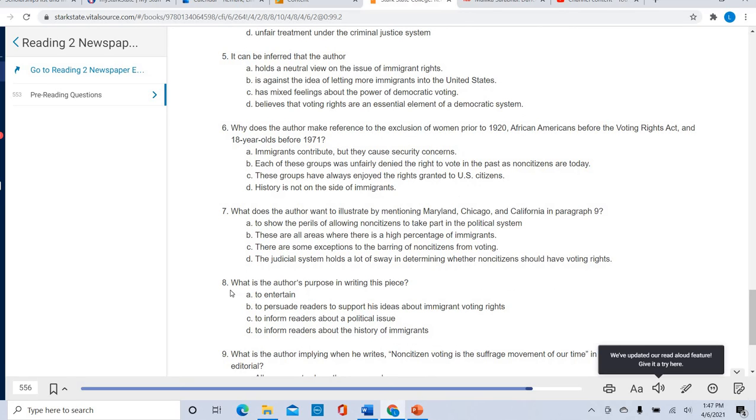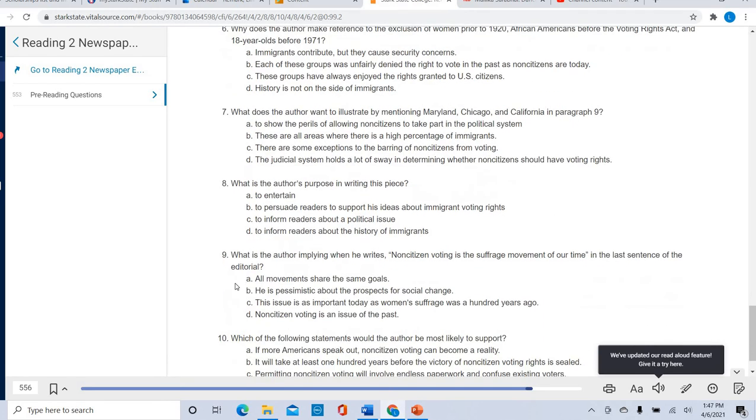Number 8, it wants to know the purpose. What is the purpose of this article? So I'm going to look. It says to entertain, to persuade readers to support his ideas about immigrant voting rights, to inform readers about a political issue, to inform readers about the history of immigrants.